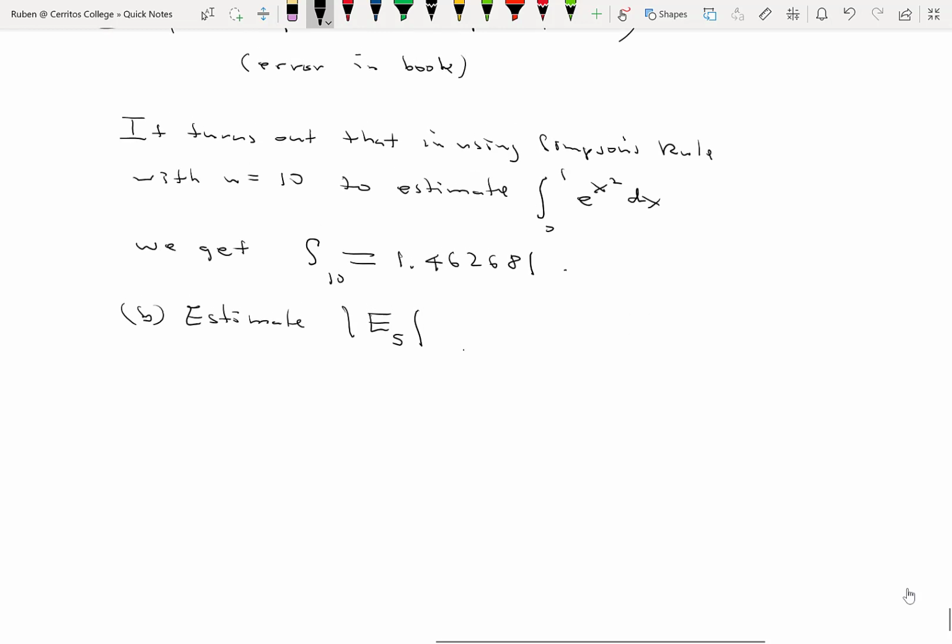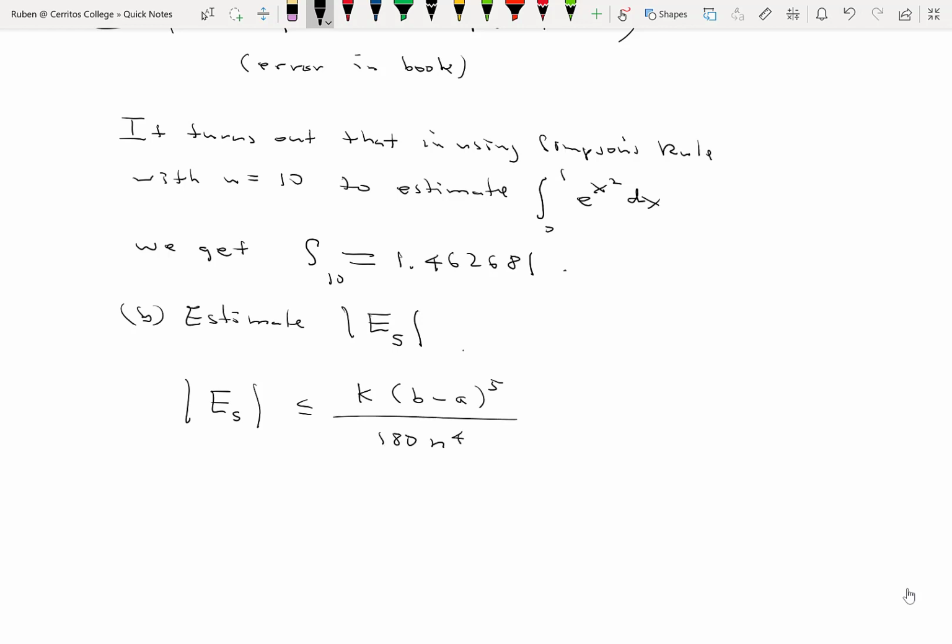Okay, so remember that the magnitude of error using Simpson's rule is no bigger than the Simpson's rule constant k times (b minus a)^5 over 180 n^4, where k is any constant such that, not any constant at all, but any constant that behaves like this: the absolute value of the 4th derivative of f(x) is less than or equal to k on the interval over which we're integrating, and we're integrating from 0 to 1.